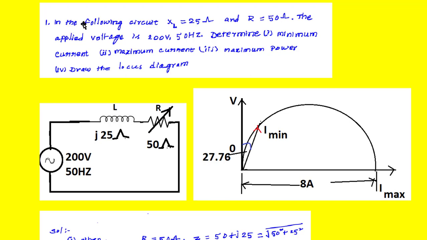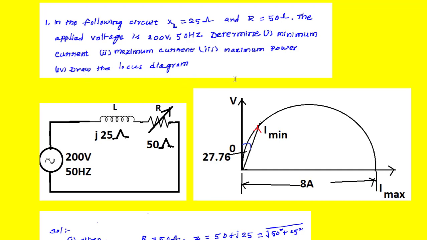So let us take a problem. In the following circuit, the inductive reactance XL is equal to 25 ohms and resistor is 50 ohms. The applied voltage is 200 volts, 50 Hz. Determine minimum current and maximum power and also draw the locus diagram.